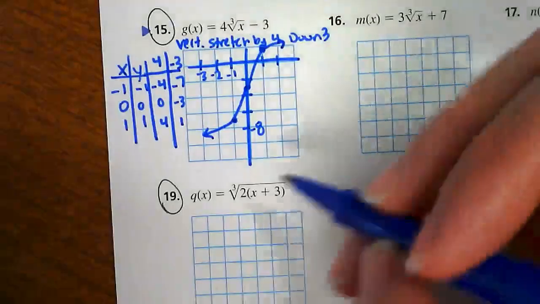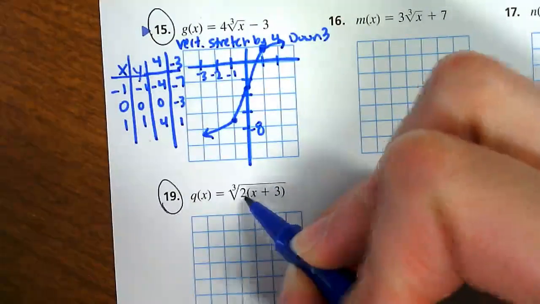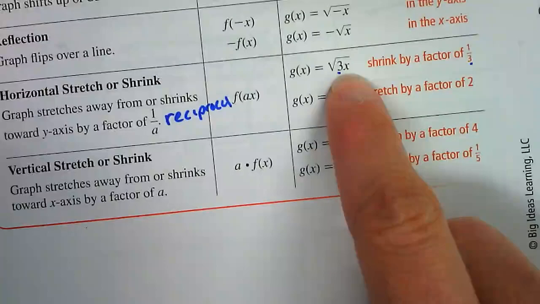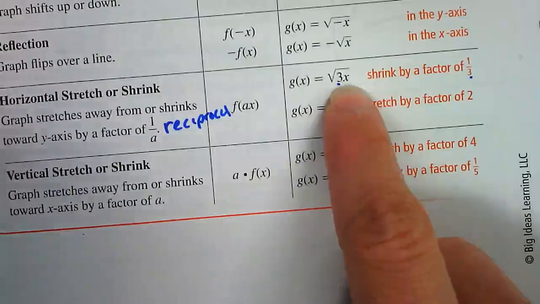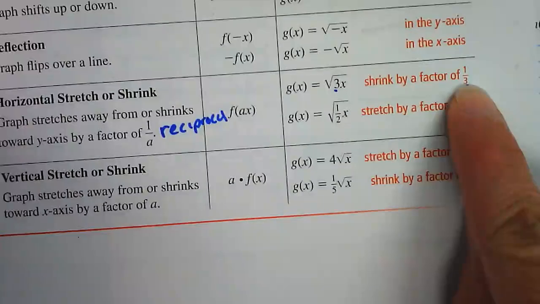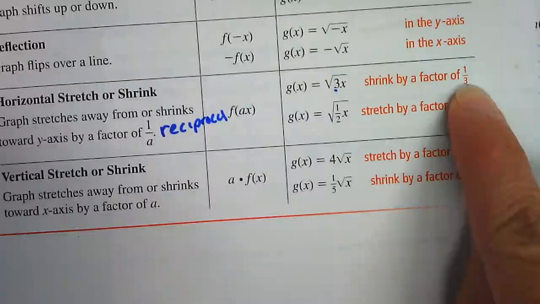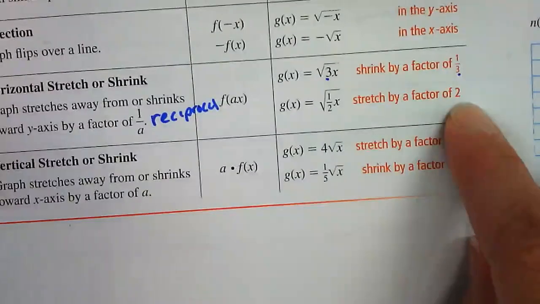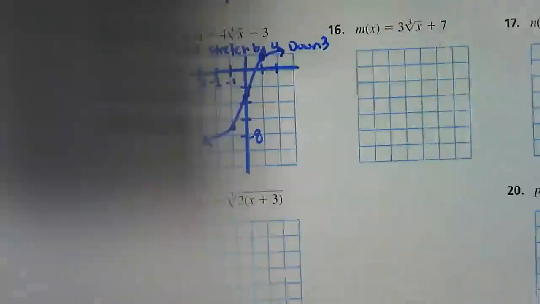Number 19. This 2 is inside. That means it's impacting the x values. Let me pull out that chart that we had for 5.3. Remember, on our chart, when it's inside, it's like the opposite, right? So instead of multiplying by 3, we're shrinking by a factor of 1/3. We have to do the reciprocal. Here, it's 1/2, so the reciprocal is 2. Right? This is the chart that's on page 442.